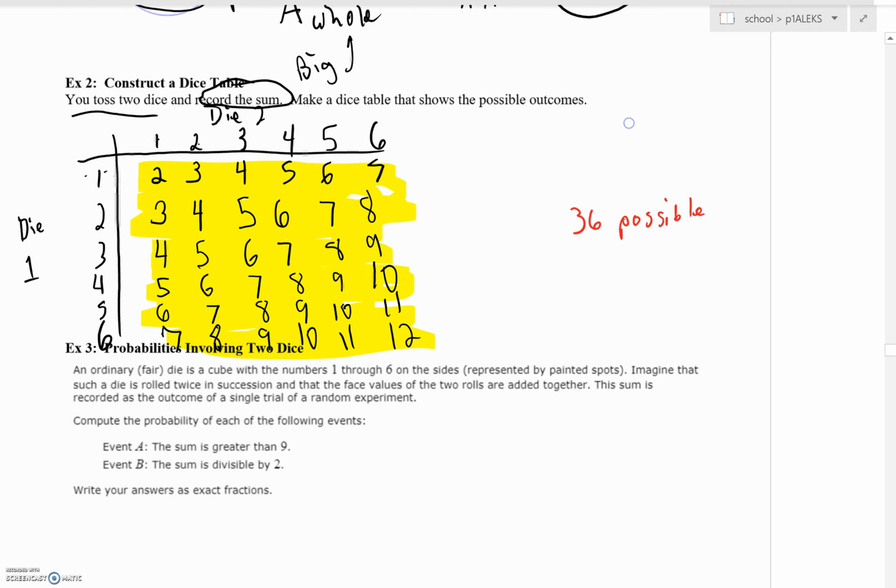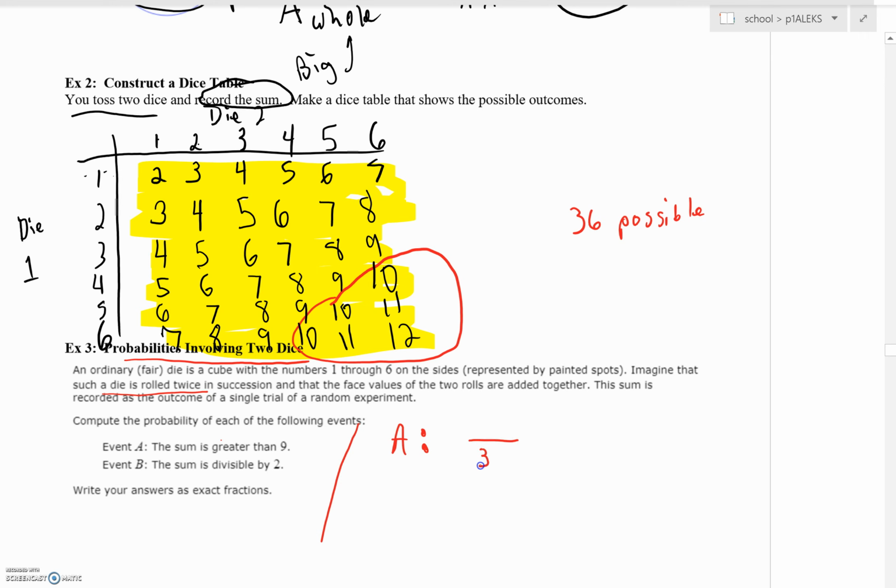So what we're going to do is get to example 3 and deal with the rolling of 2 dice. Now, they're going to say that you imagine that a die is rolled twice. It's the same thing as rolling 2 dice at the same time. And let's deal with event A. We want to find the probability that the sum is greater than 9. So we could be at a 10, 11, or a 12. Those are the numbers bigger than 9.